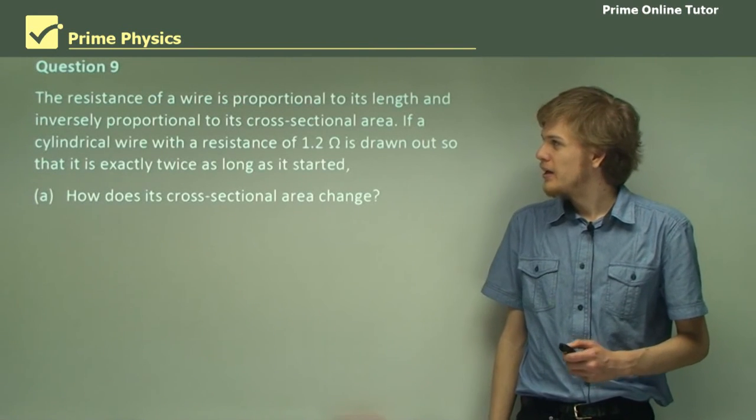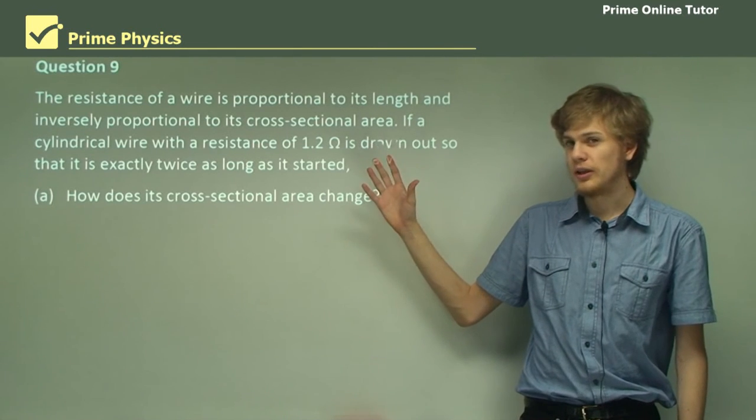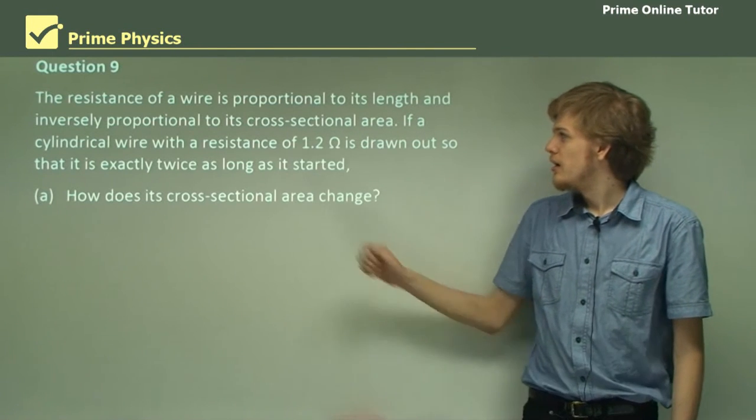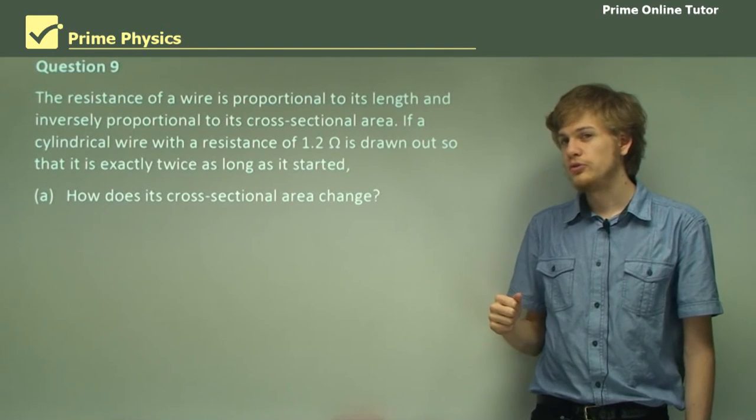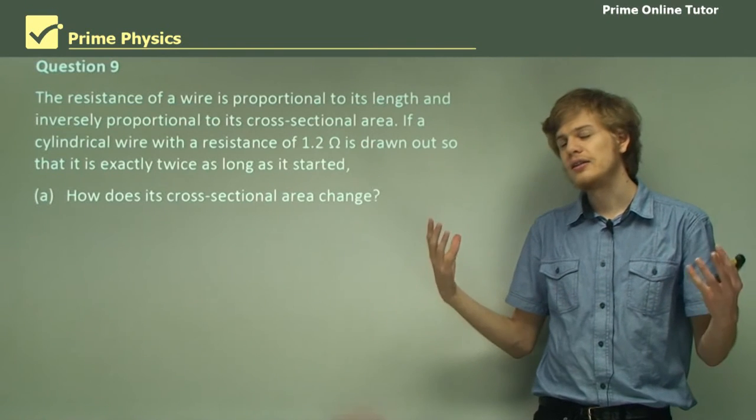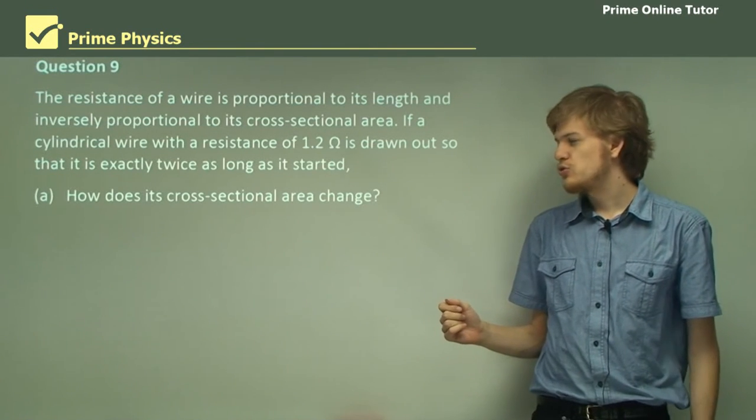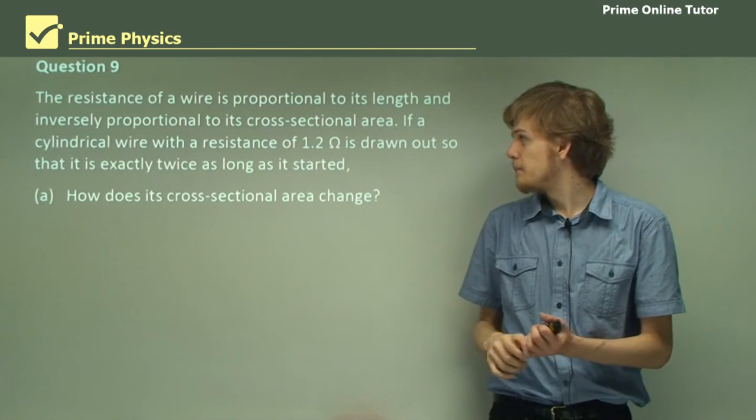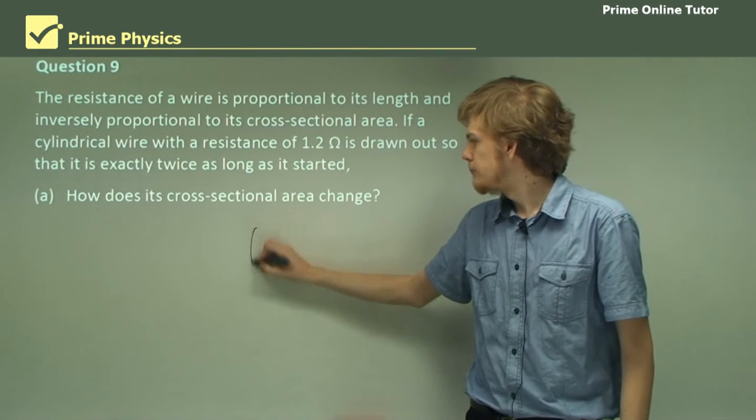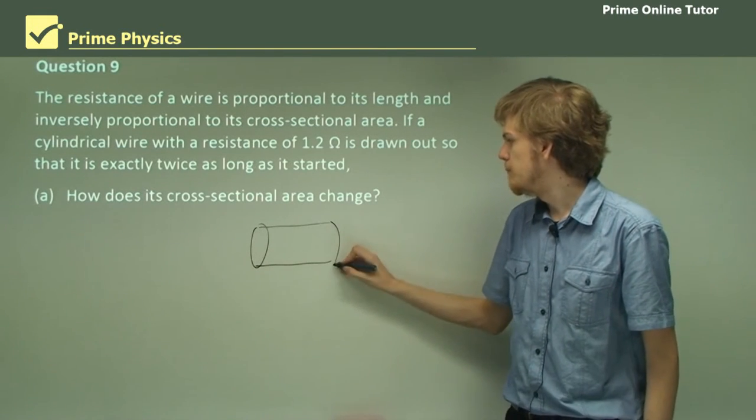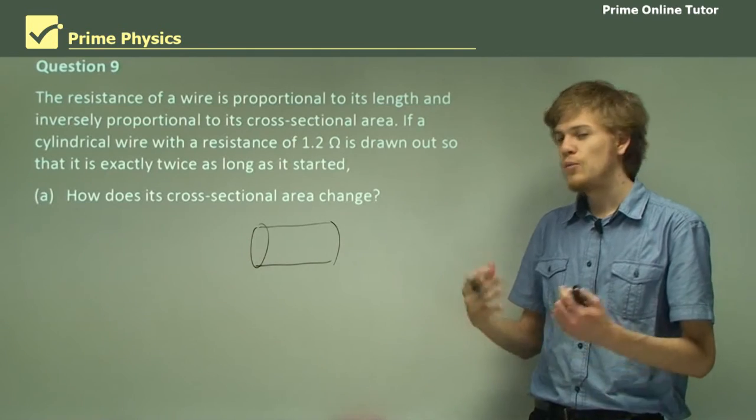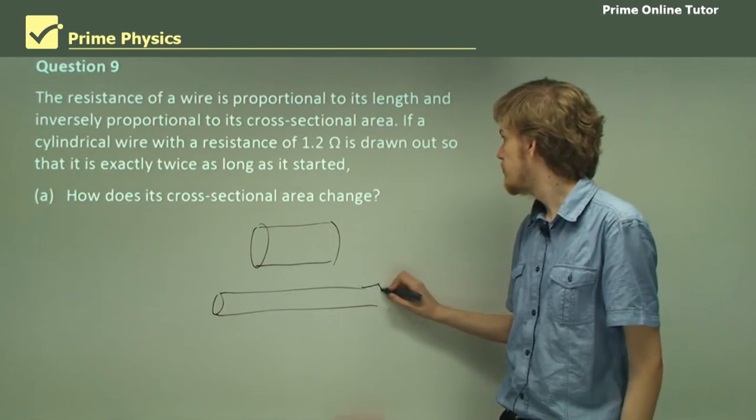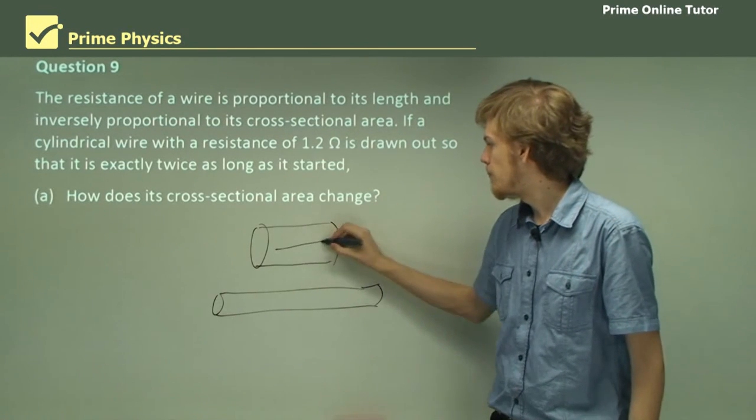Question 9. The resistance of a wire is proportional to its length and inversely proportional to its cross-sectional area. If a cylindrical wire with a resistance of 1.2 ohms is drawn out so it is exactly twice as long as when it started, how does its cross-sectional area change? So let's draw a diagram of what's happening here. We're taking a wire, which might look something like a cylinder, as the question says, and we're drawing it out so that it will have the same volume, but it will be exactly twice as long.